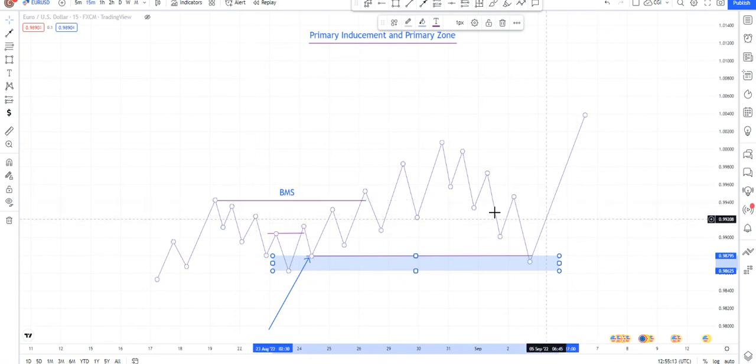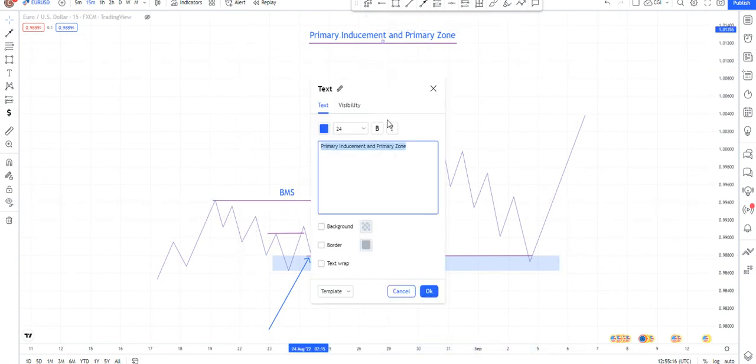Okay. So now let's look at secondary inducements. Secondary inducement and secondary zone.